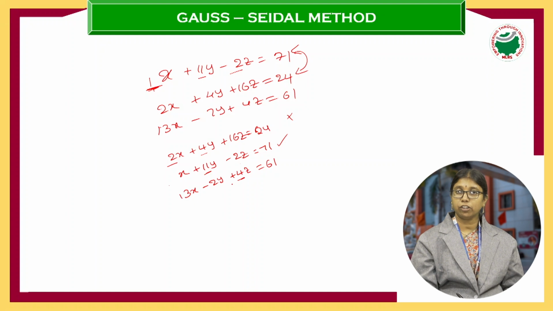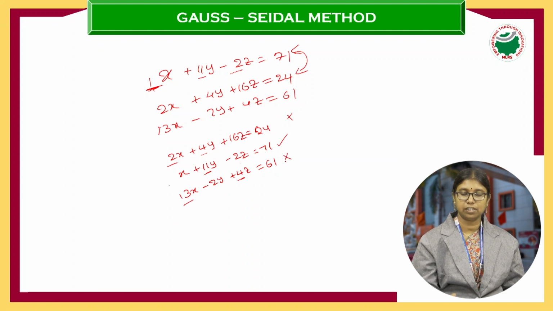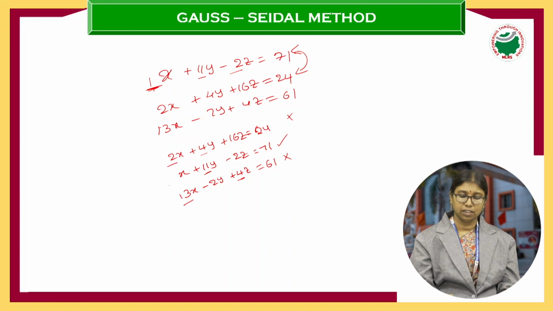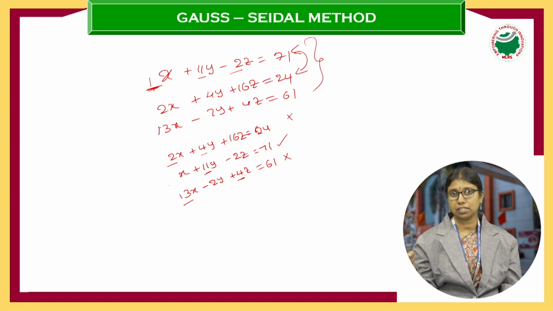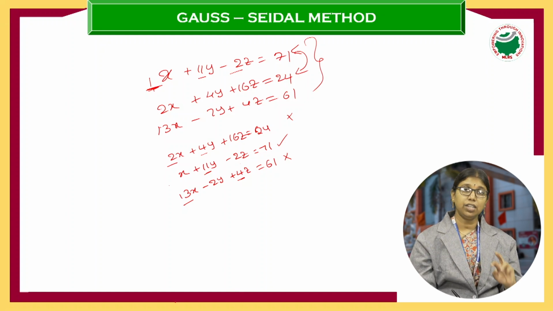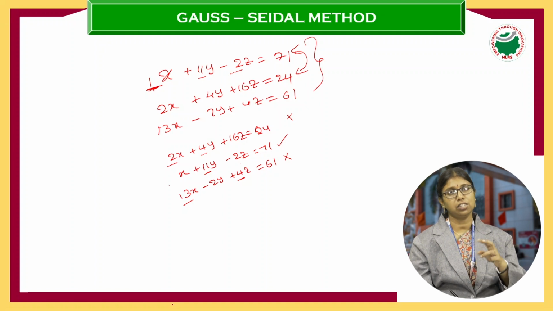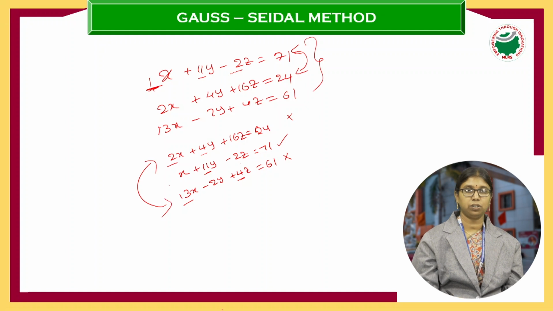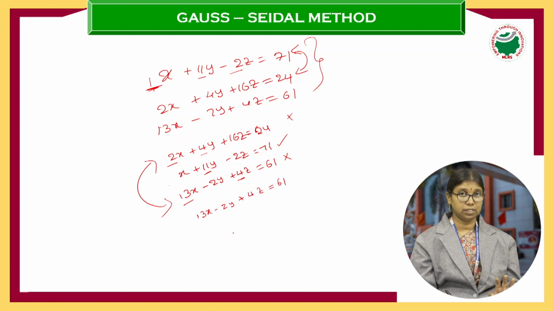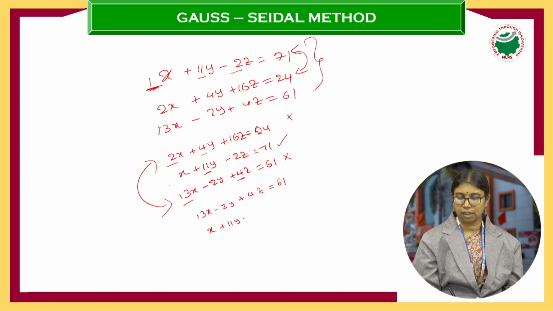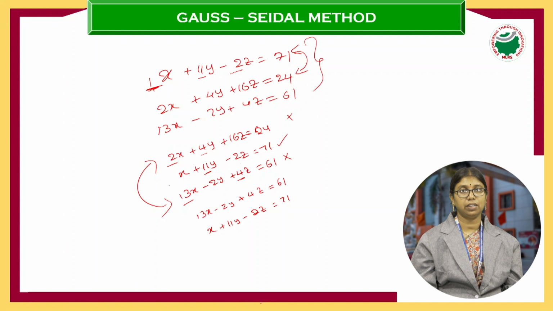Next, third equation, 4 is not greater than 13. Still it fails. One equation is satisfying here. Now the second equation is satisfying the diagonally dominant condition. Then the equations which are not satisfying, you interchange those two equations. That means rewrite these two equations by interchanging. Then you will get 13x minus 2y plus 4z equal to 61. I am not disturbing the second equation, that is x plus 11y minus 2z equal to 71, and next 2x plus 4y plus 16z equal to 24.